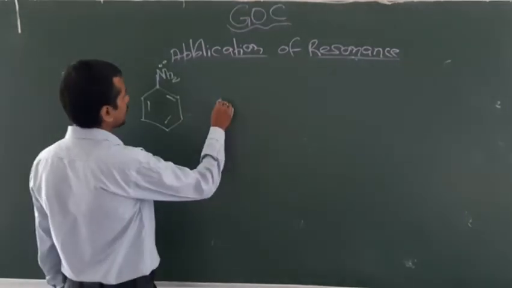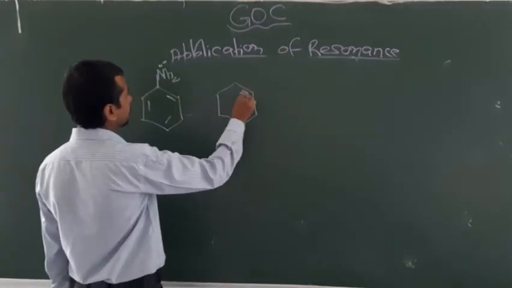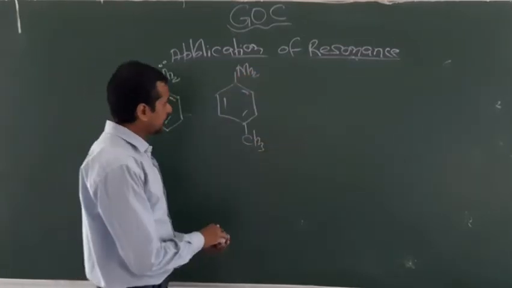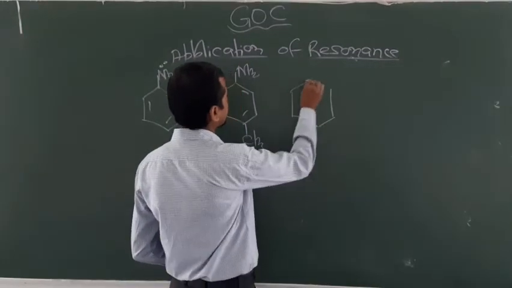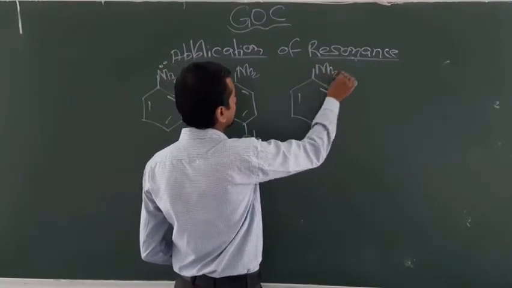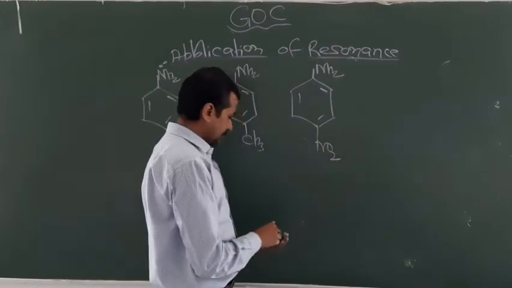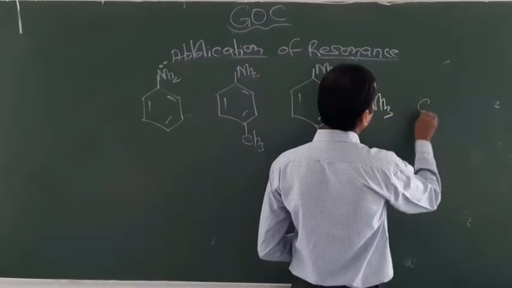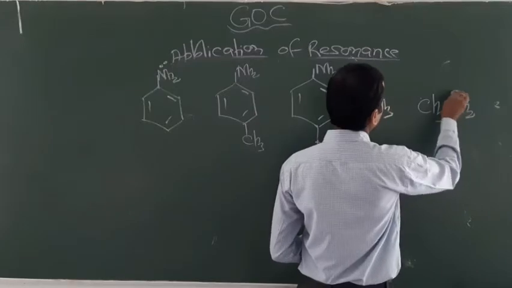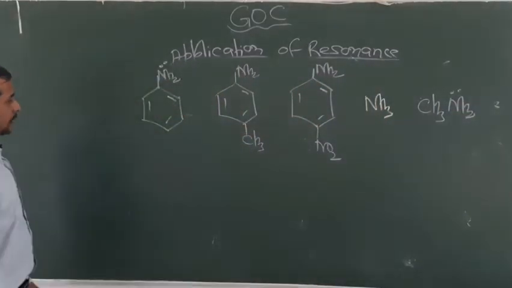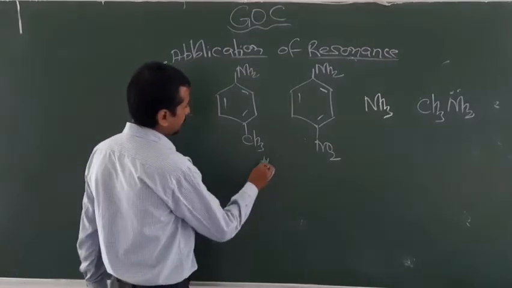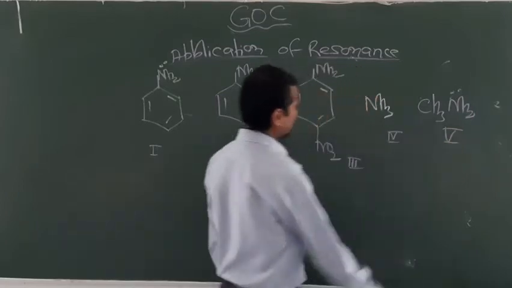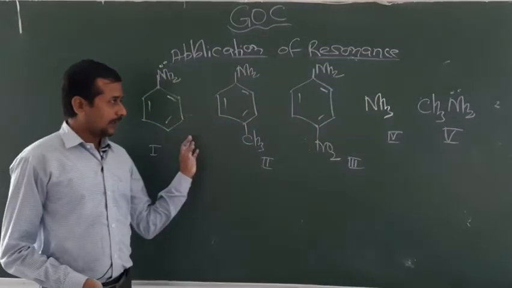So look here. One example is given like this: NH2, and this para position contains CH3. Then again given like this: NH2, and here this contains NO2. And given ammonia, and given CH3NH2. Out of these, which is more basic? This is first, second, third, fourth and fifth. So now how will you decide, out of 5, which is more basic?